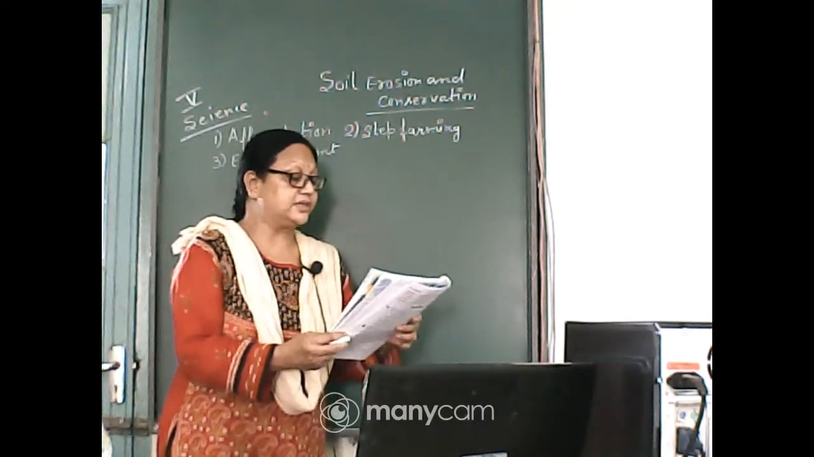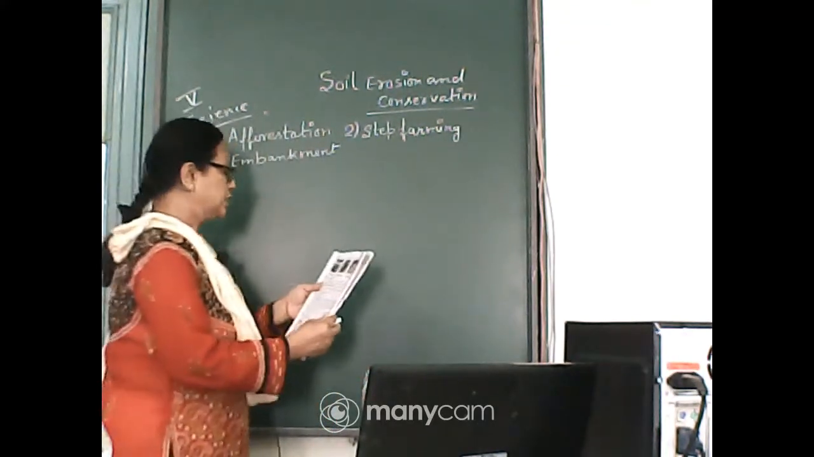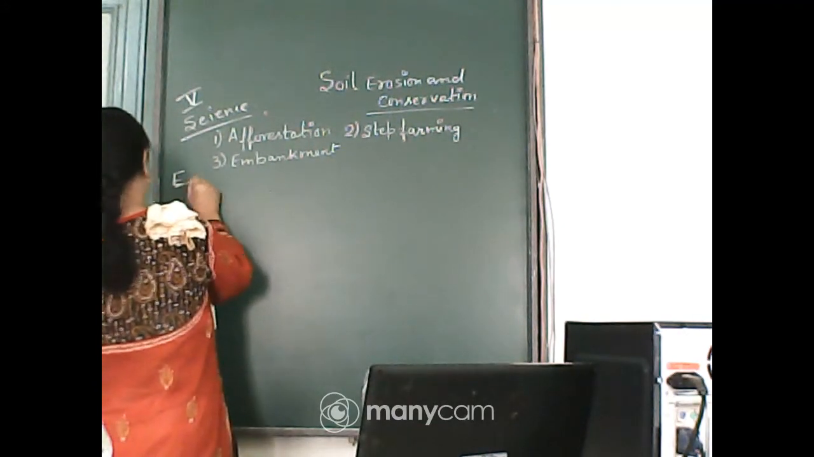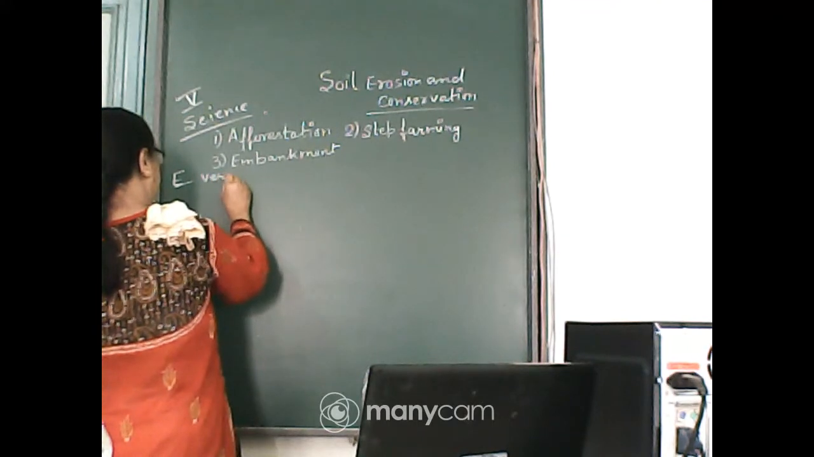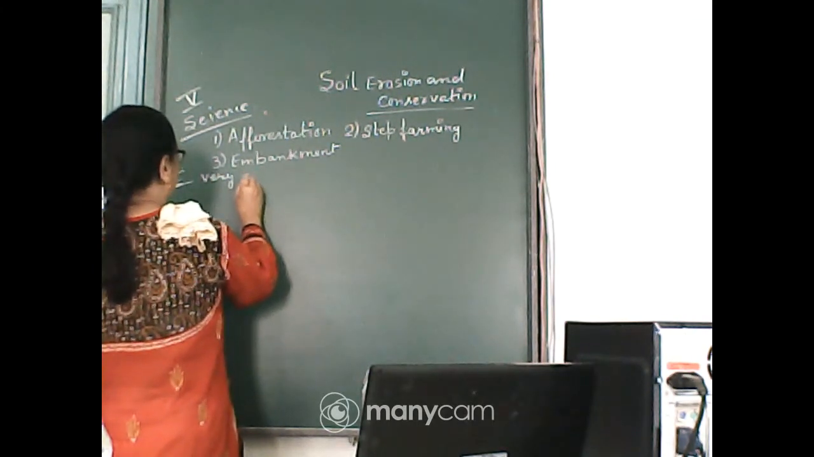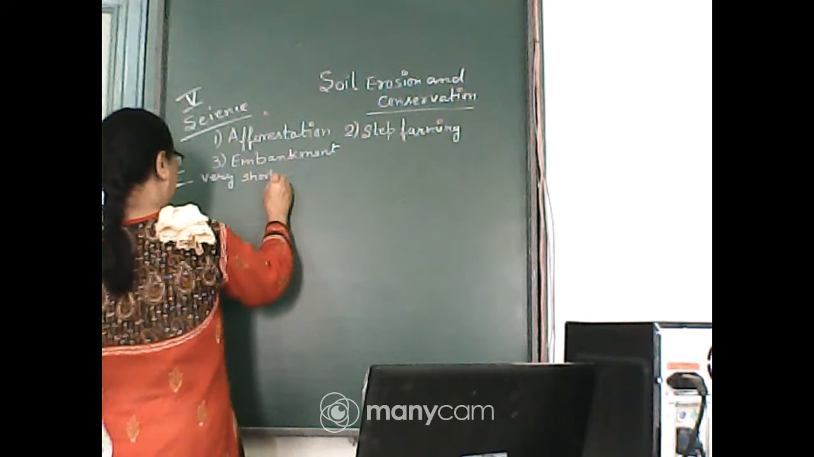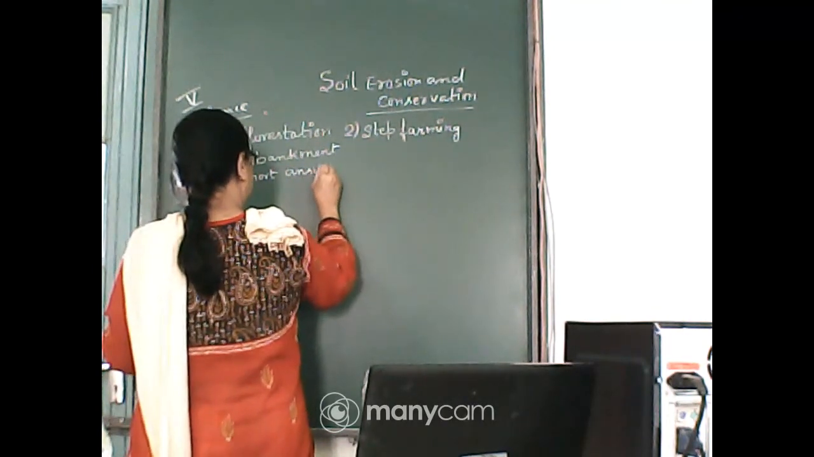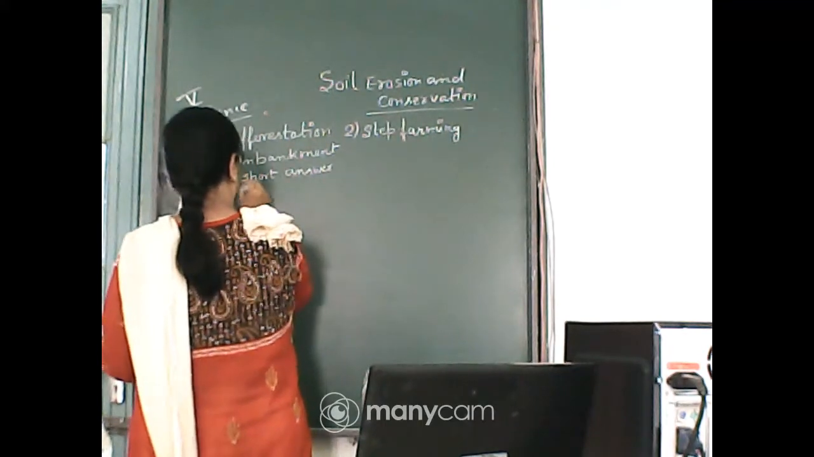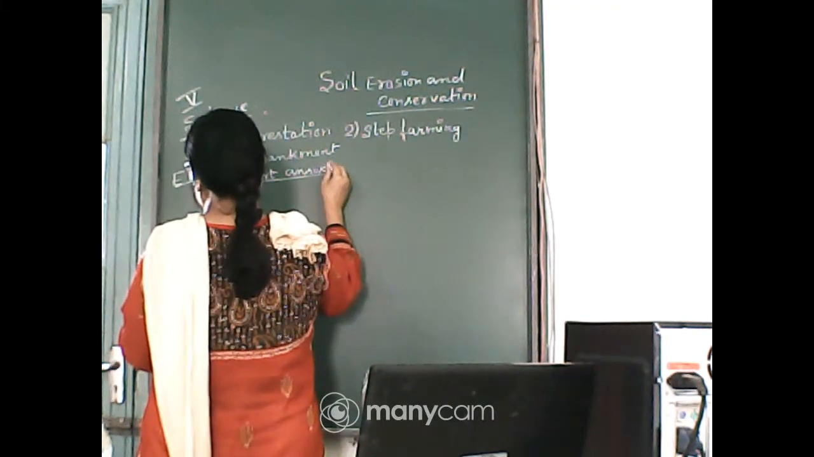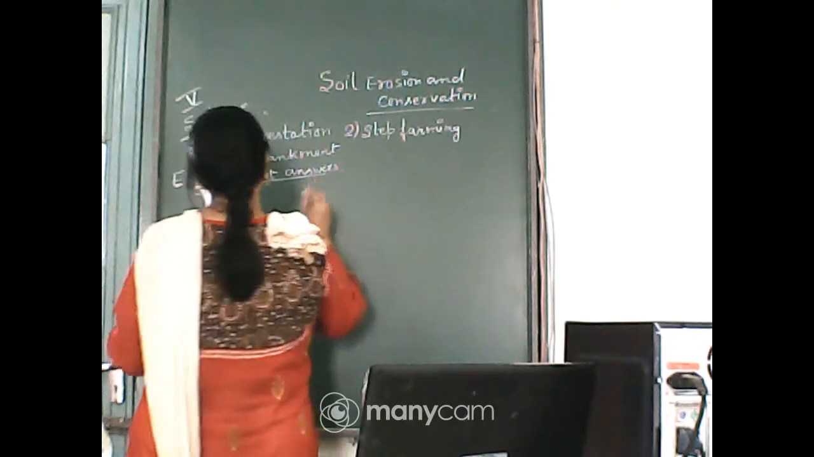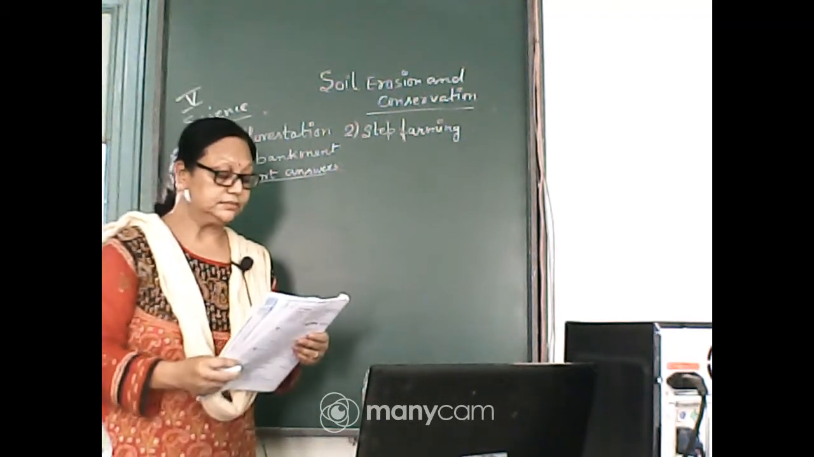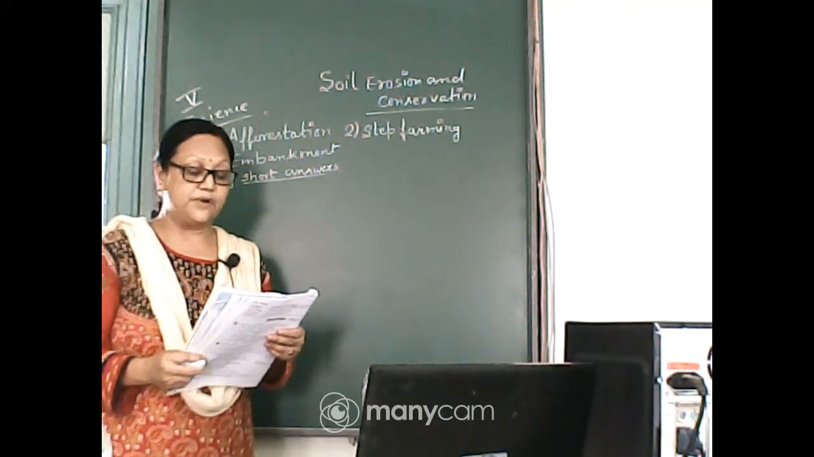Now the next one is the very short answer questions. So now we will write E type question answers. E, very short answers. So write the number 1. What is given here? Name any 2 agents of soil erosion.